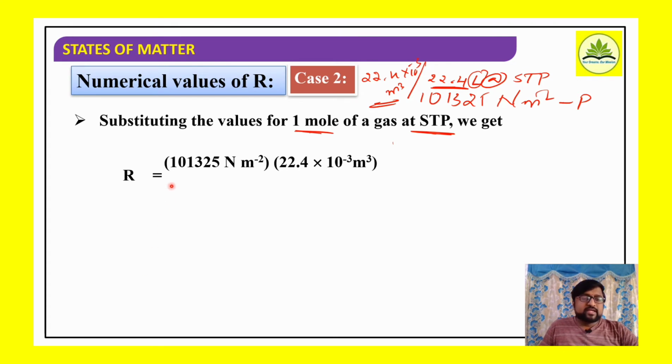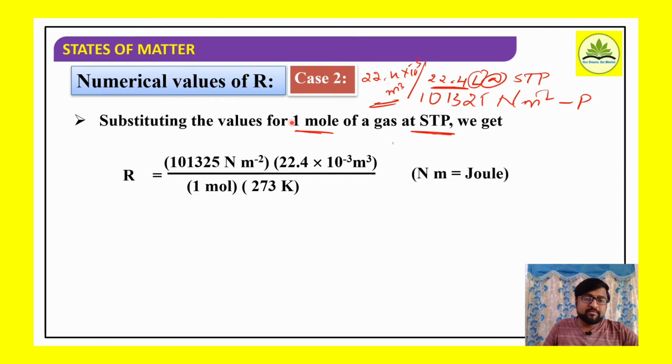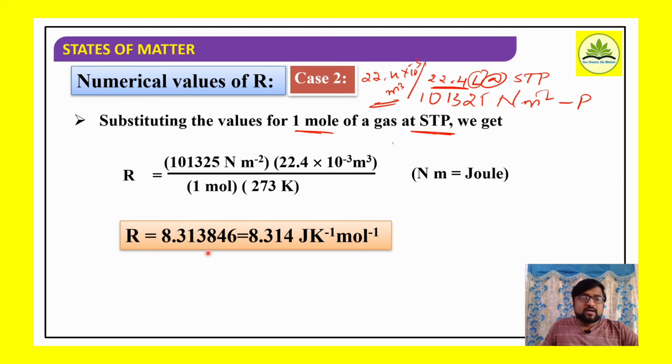Therefore, corresponding values here, R is equal to PV. P means how much? Pressure, in terms of Newton per meter square, it is 101,325 Newton per meter square into volume 22.4 into 10 raised to minus 3 meter cube divided by how much? 1 mole of a gas into 273 Kelvin temperature. If you simplify it, the R value will be 8.313846, or if you round off, 8.314.